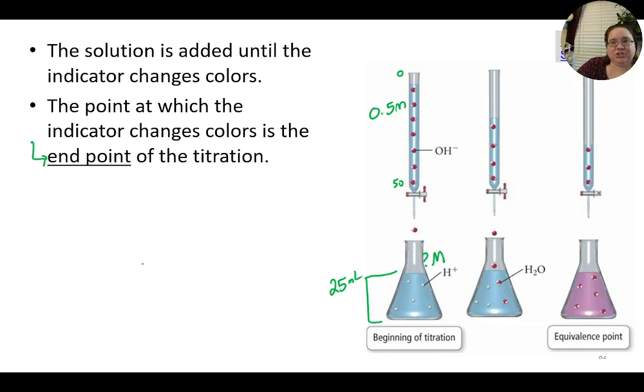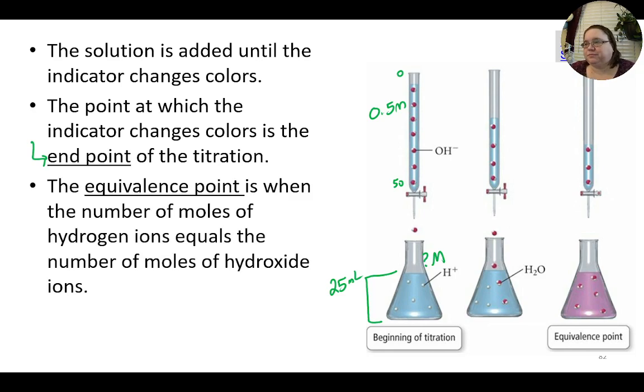Most of the time you select your indicator so that the end point is when the number of moles of your acid equals the number of moles of your base, when they have completely and totally canceled and balanced each other out. The equivalence point and the end point tend to be the same. So my equivalence point is when the number of moles of hydrogen ions and the number of moles of hydroxide ions are equal. That's hence equivalence. Well, when they are equal, that tends to be where my indicator changes the color. So the end point and the equivalence point tend to be at a set space.